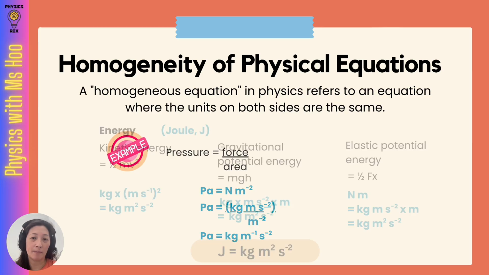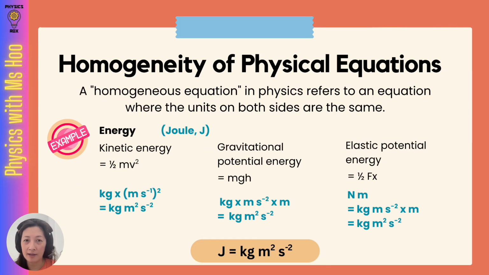Let's look at one more example, and this should show you clearly the homogeneity of all these different equations. When it comes to calculating energy, there are many different types of energy and therefore many different equations. So on this slide, I've only put 3 formulas for calculating energy. On the left-hand side here, we have the formula of kinetic energy, which is half mv squared. Now, when expressing the SI units, for a constant like half, there's no unit, so that's why it's not even written here in the unit calculation.